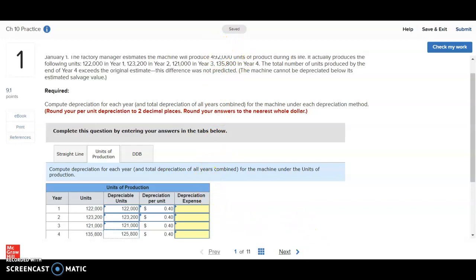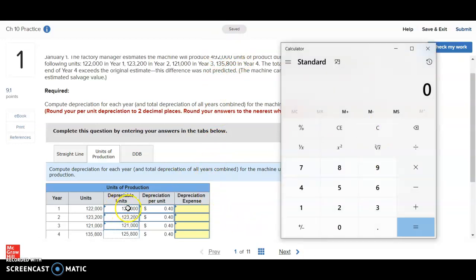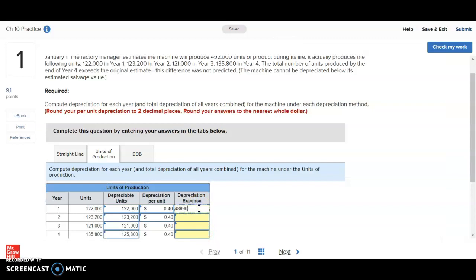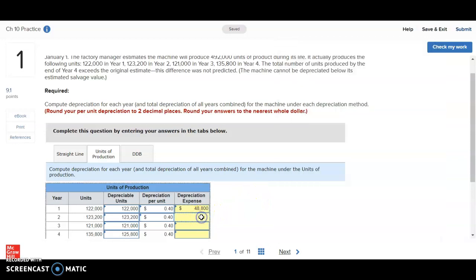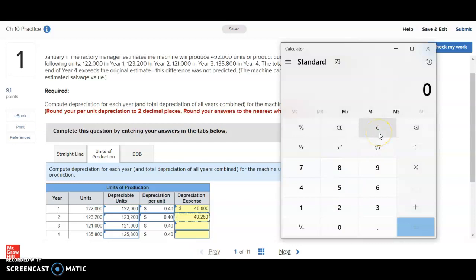So now we're going to multiply each of the depreciable units times the depreciation per unit to get that amount. So we have 122,000 for the first year times 40 cents per unit, and that's going to give us depreciation expense of 48,800. Then we're going to go to year 2. Year 2, we have 123,200 times 40 cents per unit, and we have 49,280. For year 3, we have 121,000 times 40 cents per unit, and that gives us 48,400.